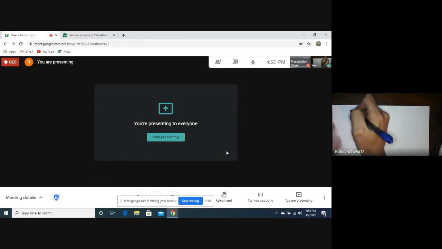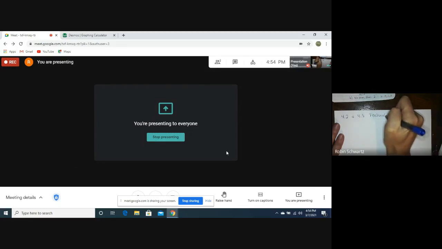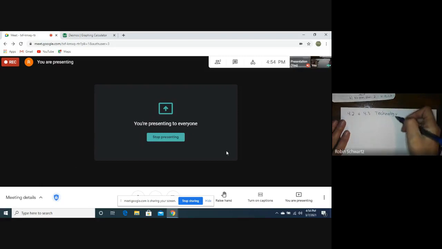Okay, we are going to do 4.2 and 4.3 with technology. These are shortcuts to the formulas you've been using. So 4.2 and 4.3, I call this technology, even though we were using lists, which are technology. This is even more of a shortcut. So these are shortcuts that are built into most calculators, including Desmos.